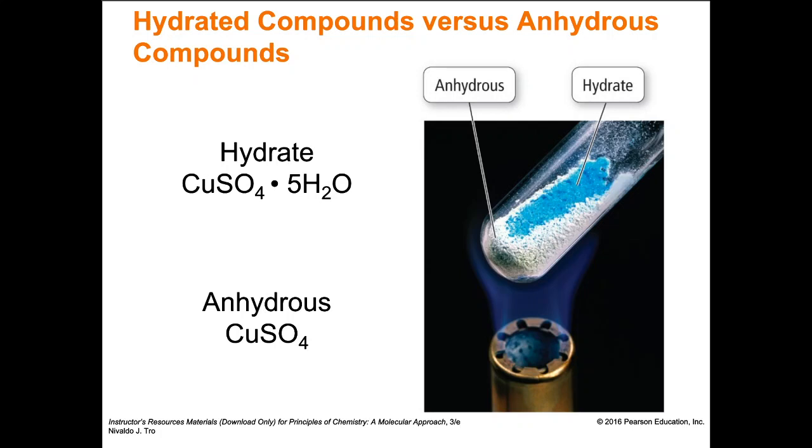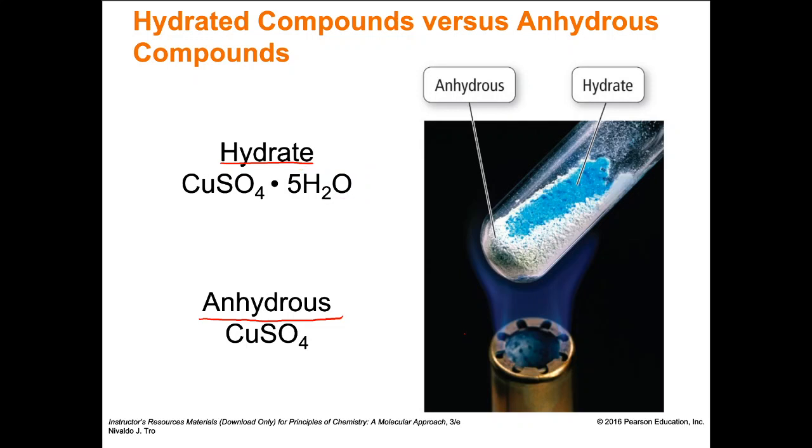So what is a hydrate? Here we have copper sulfate, and copper sulfate can exist in 2 ways. It can exist as either the hydrate or as an anhydrous compound. The difference between the 2 is that one has water associated with it and the other doesn't.